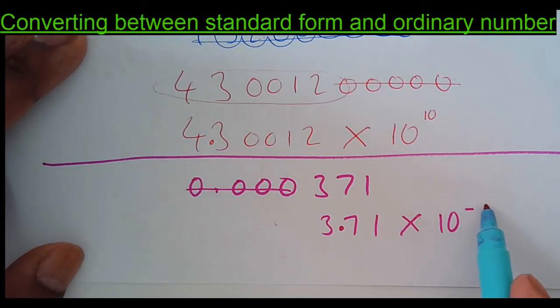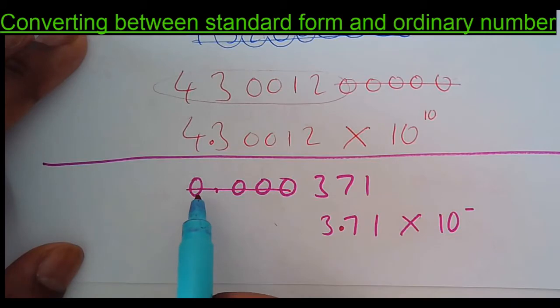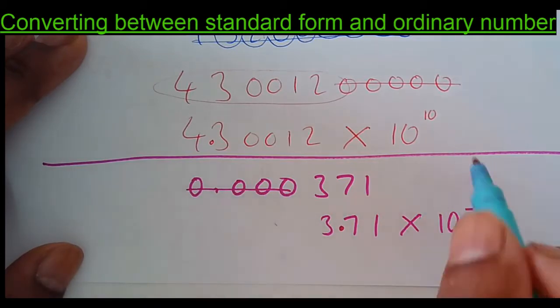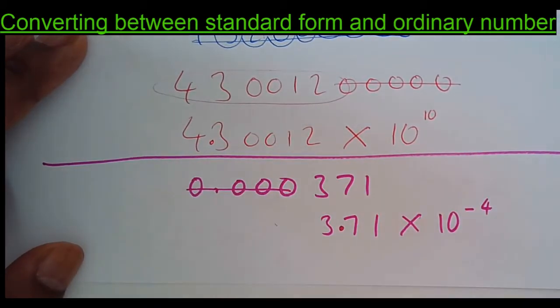So I need to know what goes here. All you're going to do is count the zeros that you crossed off. 1, 2, 3, 4. That's how you do this one.